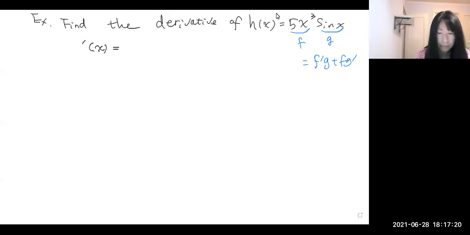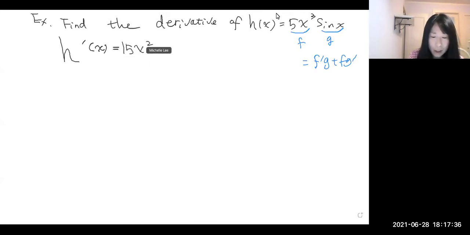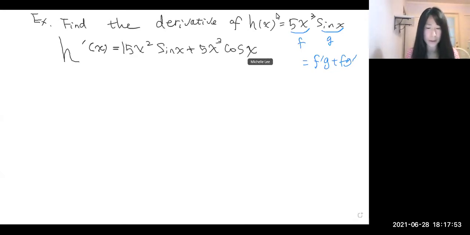All right. F prime, what do you get? 15x squared. Good, 15x squared. G, which is sine x, plus f, which is 5x cubed. G prime, the derivative of sine x, which is cosine x. We just did that. Okay, this is the first example.